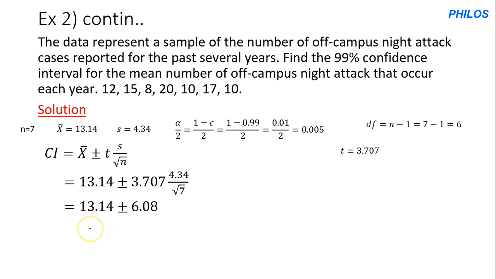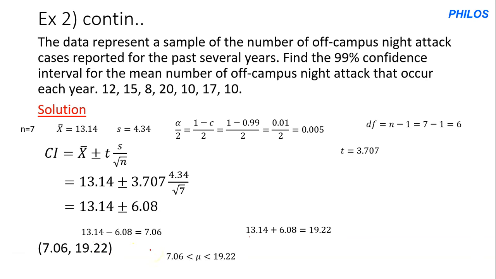So you are going to have 13.14 plus or minus 6.08. You take separately 13.14 minus 6.08, and that will give you 7.06. You also take 13.14 plus 6.08, and that will give you 19.22. So your answer will be 7.06, 19.22. You can also leave your answer in the form 7.06 less than mu less than 19.22. So you can conclude that one can be 99% confident that the population mean is between 7.06 and 19.22. So that is the answer to this.